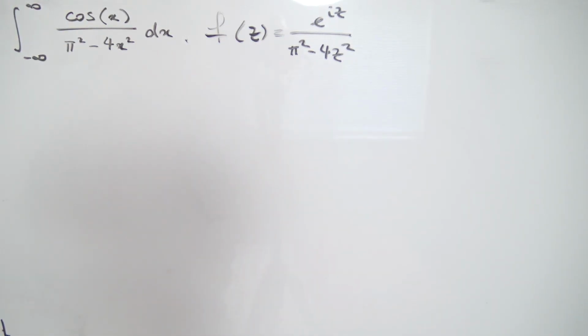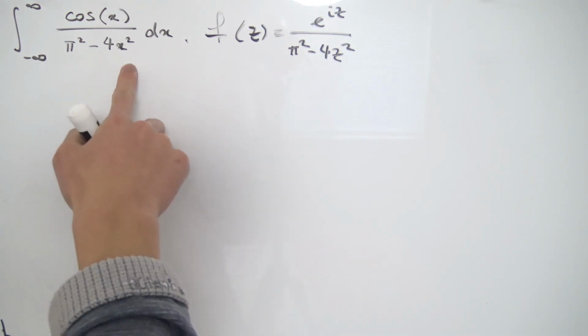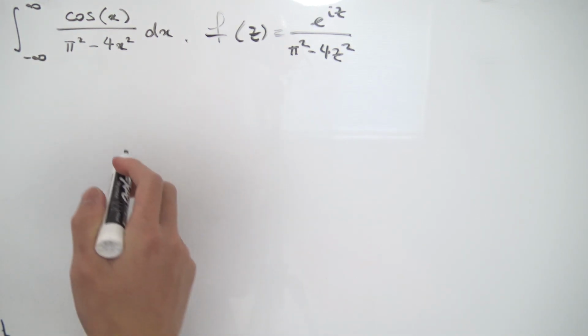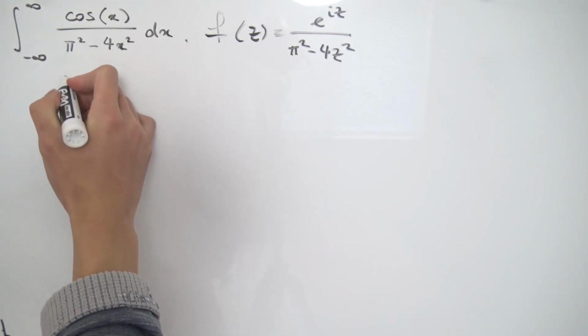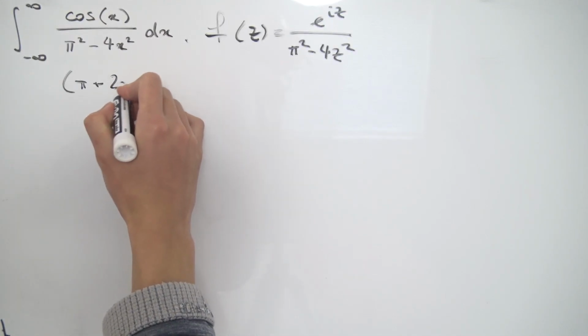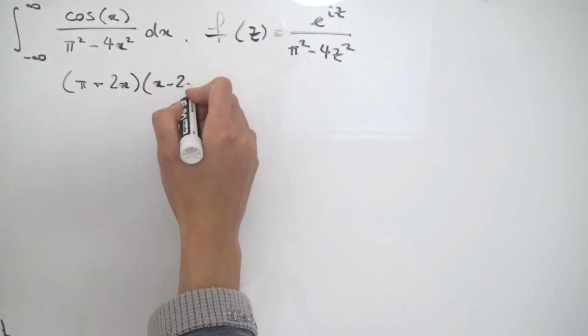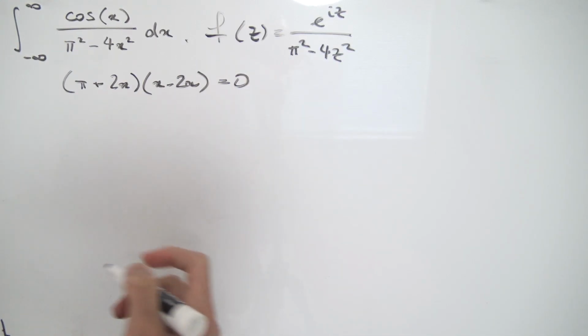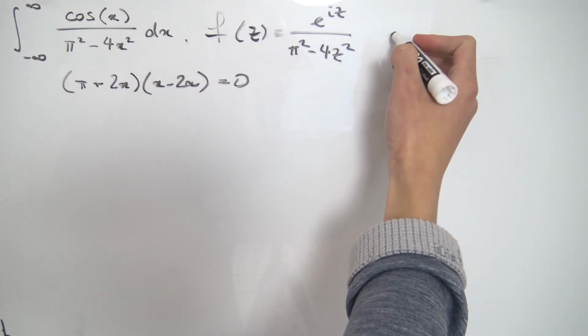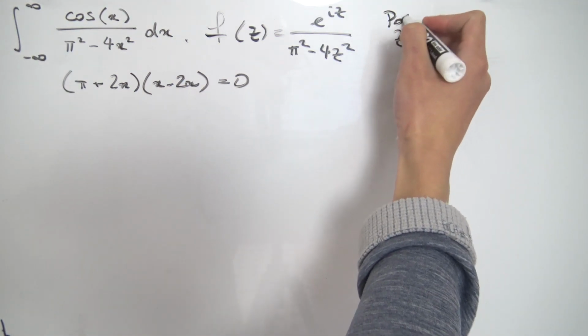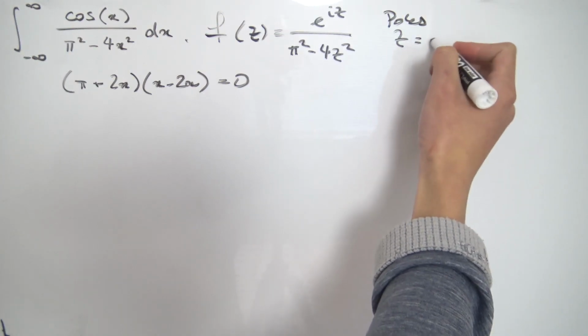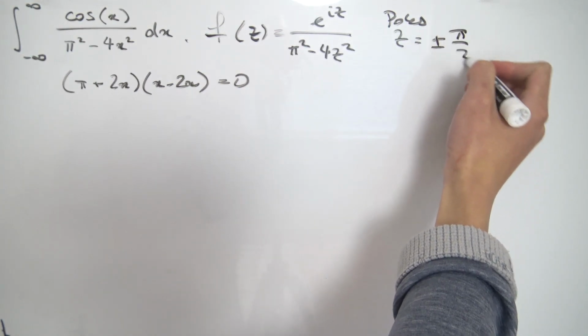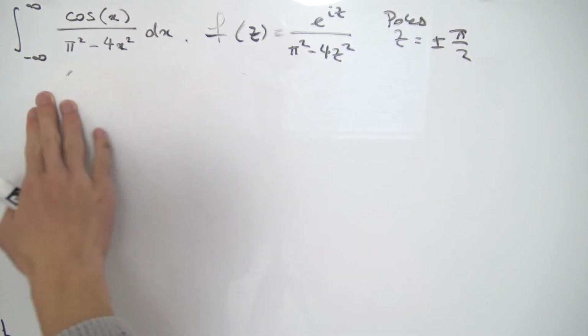Let's figure out what the poles are. Well, we know where the poles are. It's exactly plus or minus pi on 2. You can first note that this is kind of like a difference of two squares. We're going to have pi plus 2z and pi minus 2z, and if you set that equal to 0, you can solve for where the denominator equals 0, and it turns out it's plus or minus pi on 2. So that means our poles are where z is equal to plus or minus pi on 2, so we actually have poles on the real axis.